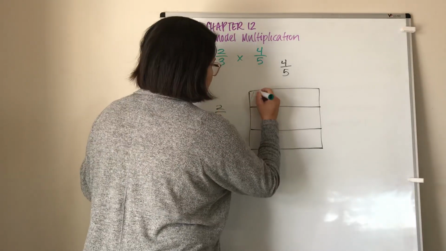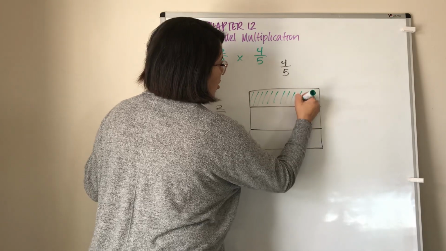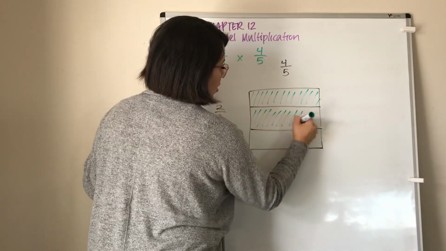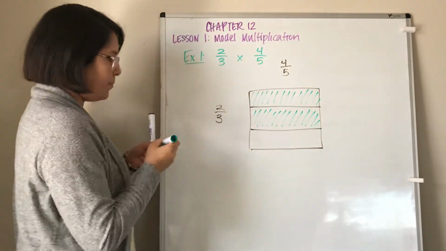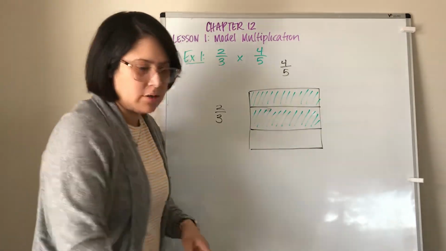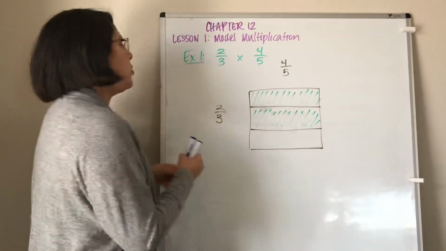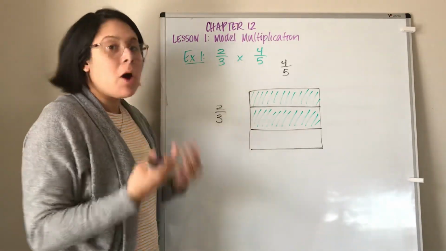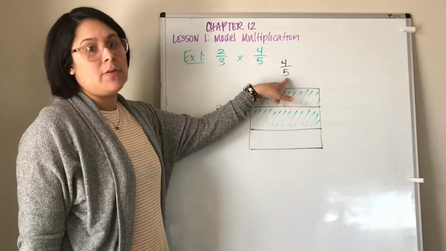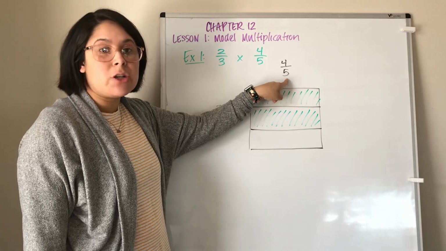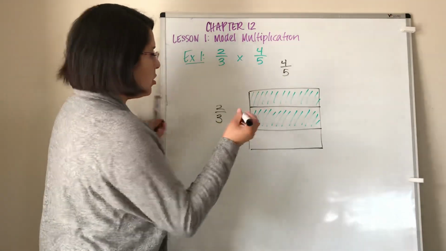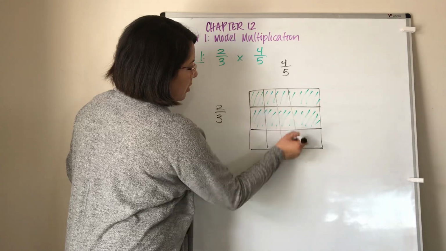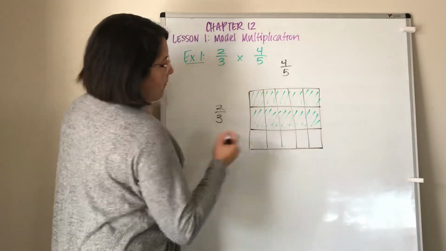Okay? Because remember, this down here, the denominator tells me how many parts are total, and the numerator tells me how many parts you want. Okay? So I'm going to split this into 3 parts, but I want 2 of those parts. Okay? I want the 2 out of the 3. So I'm going to shade 1 and 2. Okay? So that's my 2/3.